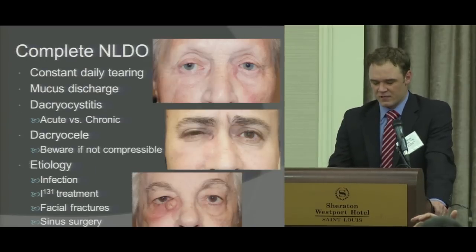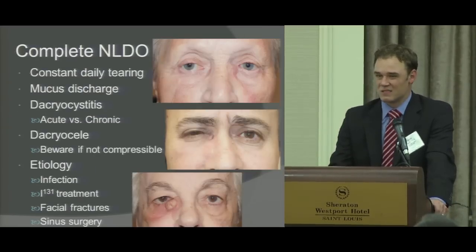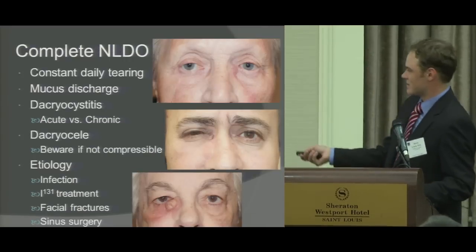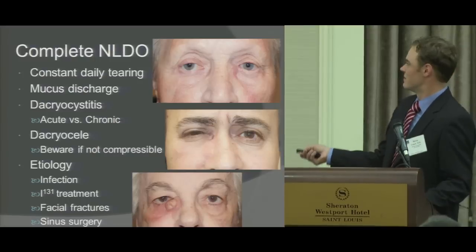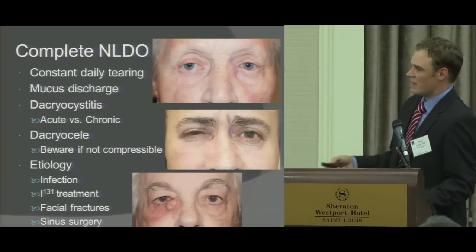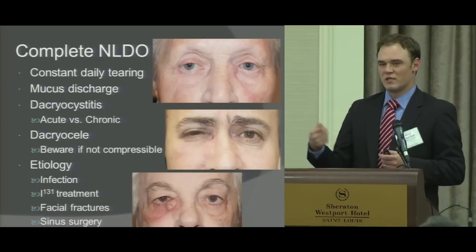Complete or full blockage of the tear duct. Patients will complain of constant daily tearing, mucus discharge. They may have an infection. This is an obvious infection in that tear duct. This is a small infection, and this is just a lump. If we push on that tear duct, we should get pus out.